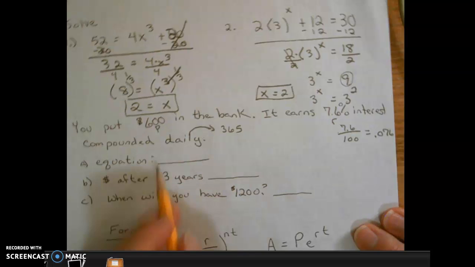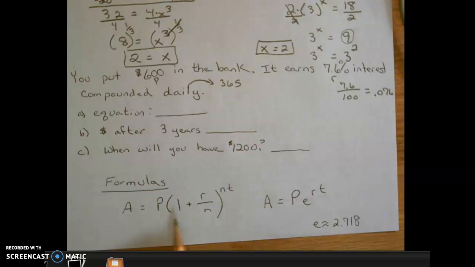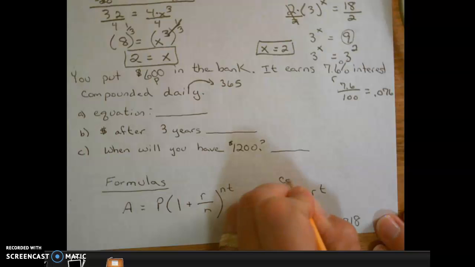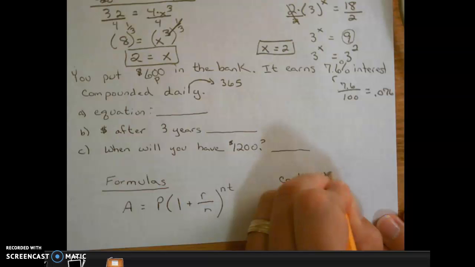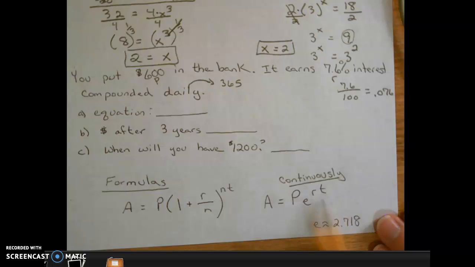All right, so our equation. So here are our two equations that we use the most often. So we use this one when it's compounded a certain number of times a year. And that's what n would be. That would be, in this case, daily. N would be 365. If it was monthly, it would be 12, and so on. Here, we use this formula here when it's compounded continuously. So when you see that word in the problem, you're going to use this formula here.